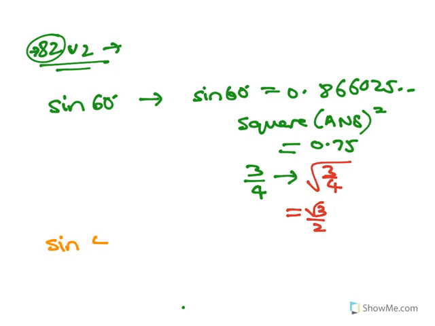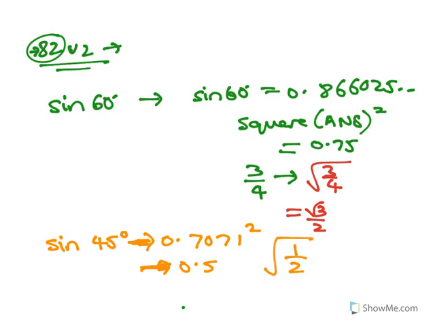Say you said sine 45. If you put that in your calculator, sine 45 is 0.7071. If you square that, you'll get 0.5. You get that, so that means that's 1 on 2. Then you have to manually square root it. So it's 1 on root 2.